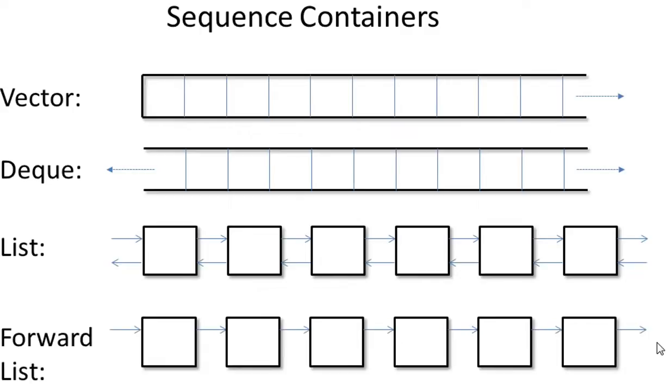A forward list is just like a list, except that it only has a forward pointer. So you can only traverse it from the beginning to the end, not from the end to the beginning.